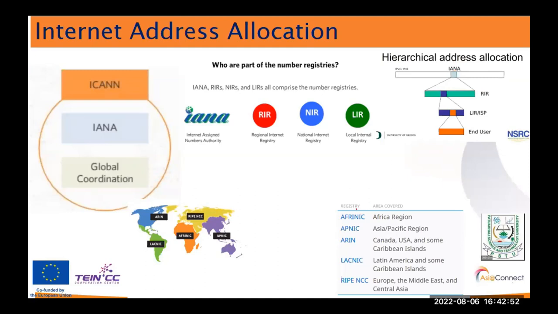Okay, so in Bangladesh, we are basically related to APNIC, that means the Asia Pacific region. So if BTCL or any other ISP provider wants to buy a block, they need to go to APNIC. So this is the internet address allocation authority who is responsible for giving you the IP address. You cannot create any IP address yourself. You must go to this institution to take any IP address or any block of addresses. So is it clear now?